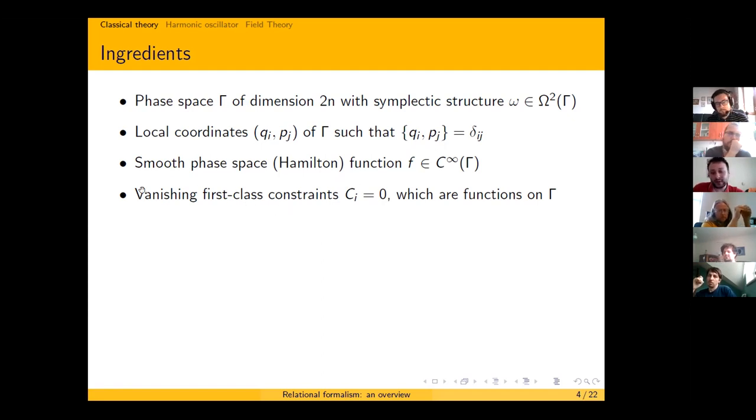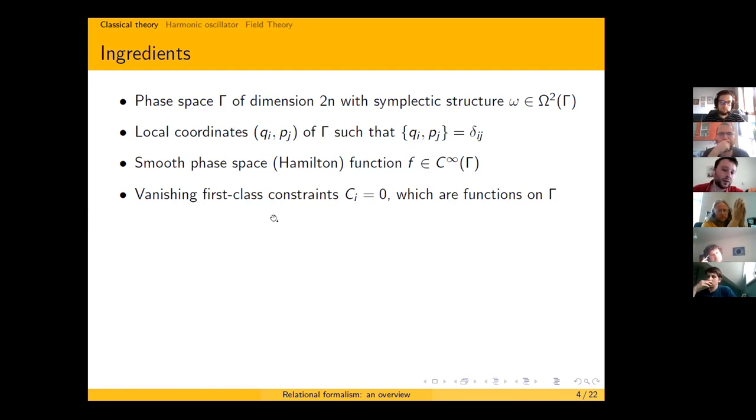Of course, in the Hamiltonian formulation, we have also a general Hamiltonian function, which is just a smooth phase space function. And so we can associate to this a Hamiltonian vector field, which can be derived just from the fact that df equals plus or minus, depending on the convention that we want to use, the contraction of the symplectic form by the Hamiltonian vector field. That's something we know.